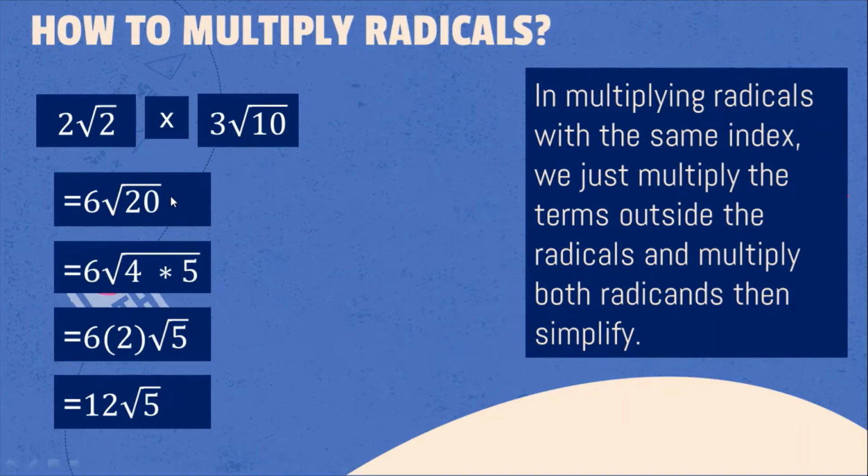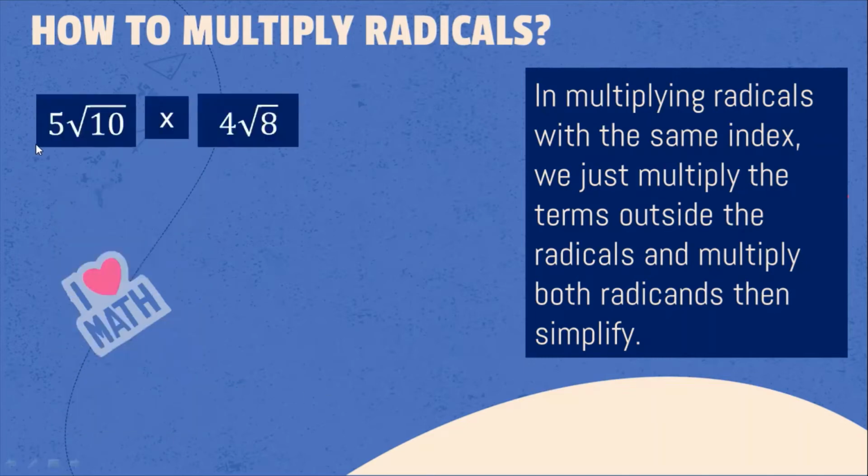We need to look for the factor of 20, and one of the factors must be a perfect square for it to be simplified. The factors of 20 are 4 times 5, and the square root of 4 can be simplified. The square root of 4 is 2. Then 2 times 6 is 12. Then copy the square root of 5. This is our final answer.